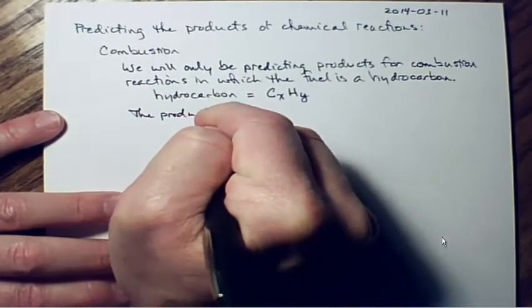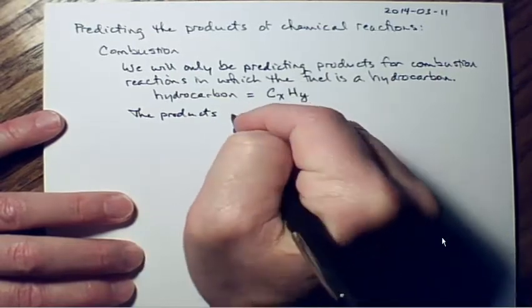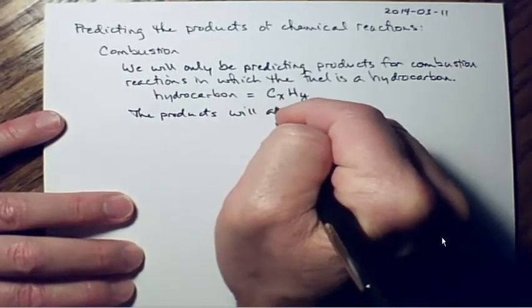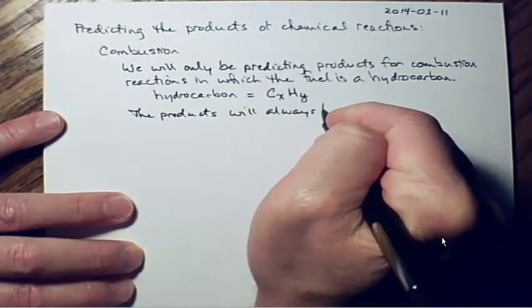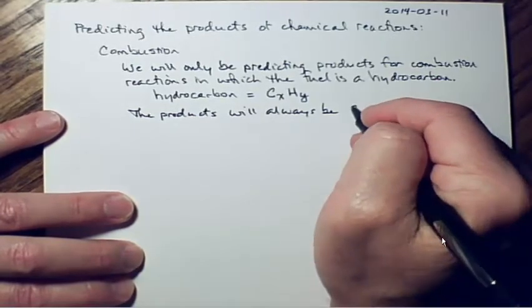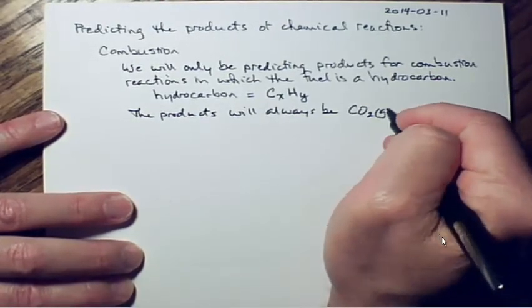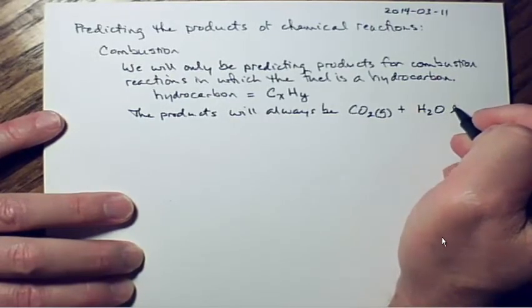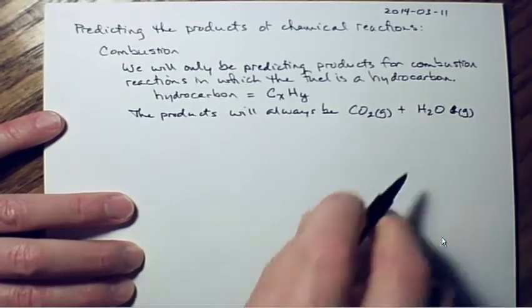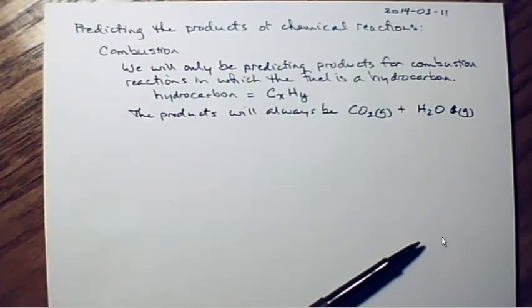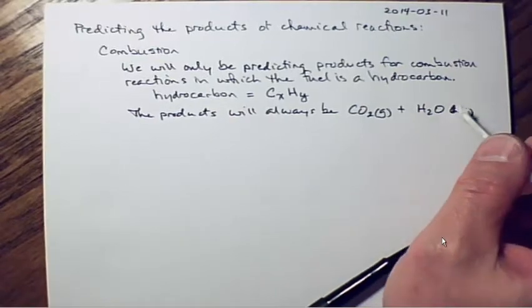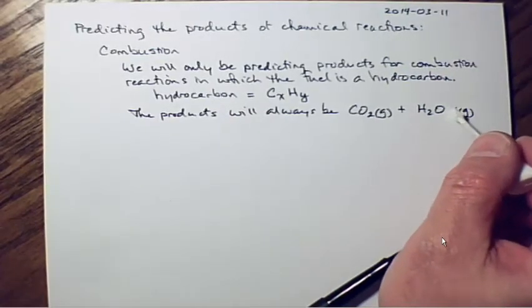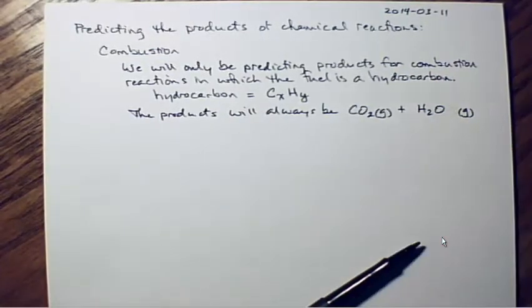And this is the easiest one to predict the products for. The products will always be carbon dioxide and water. Oh, we want to make this a gas. Okay? Because we're producing so much heat, we're going to always assume in these reactions that the physical state of the water is going to be a gas if it's a combustion reaction. Okay?